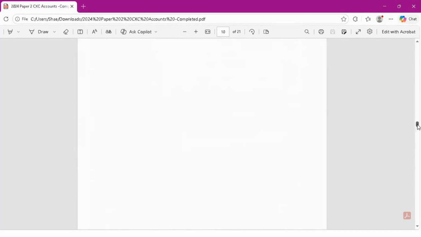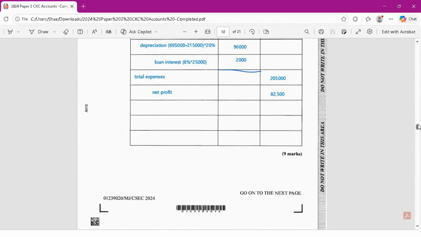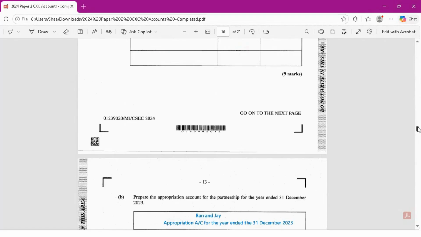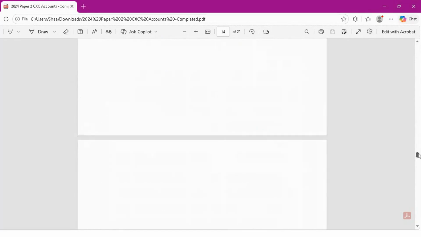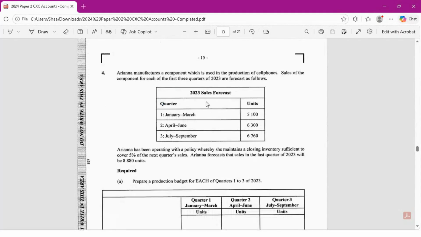Alright, so question 4 looks at payroll accounting. It says Ariana manufactures a component which is used in the production of cell phones. Sales of component for the first 3 quarters of 2023 are as follows. In January to March, she used 5,100 units, April to June 6,300 units, and July to September 6,760 units.